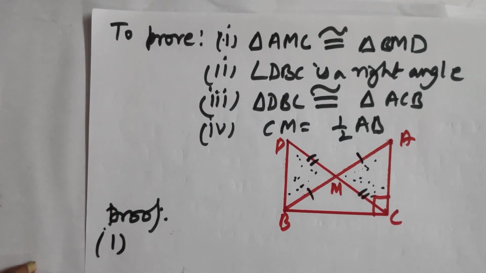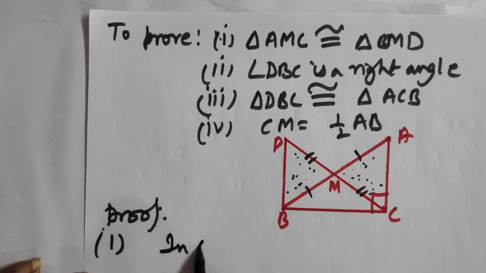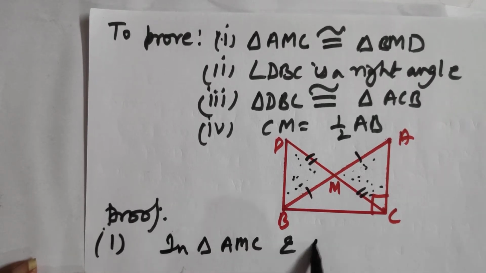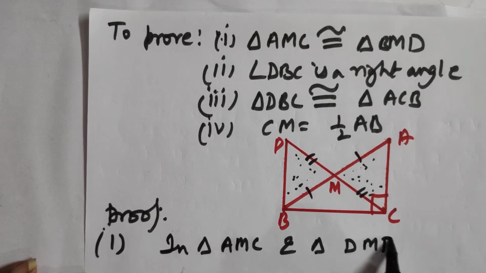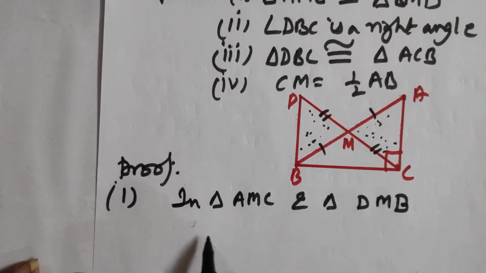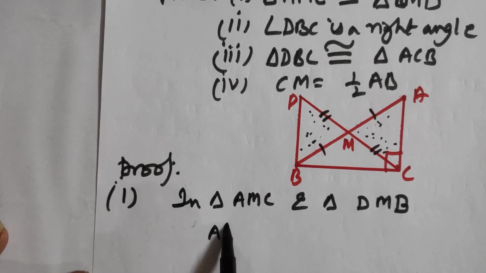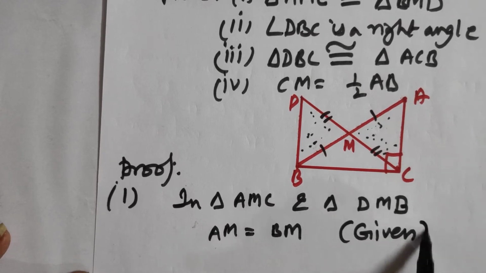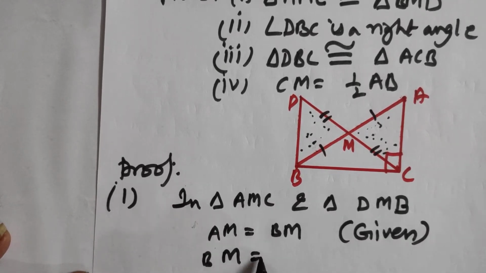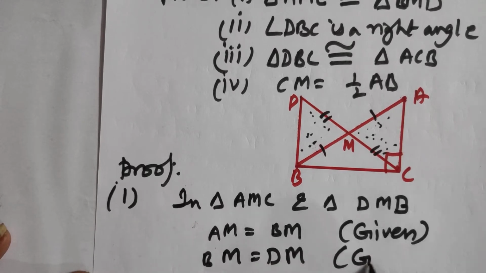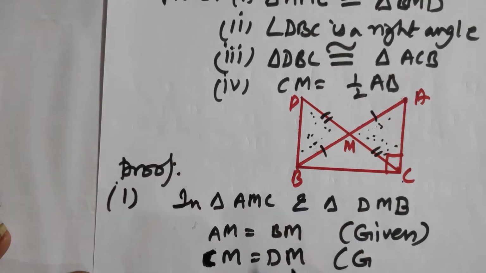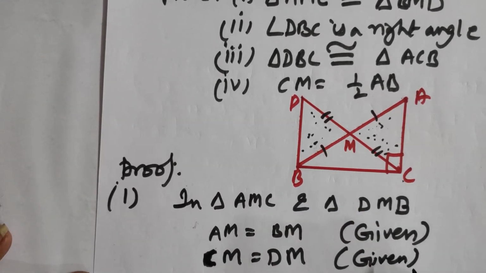So let's start. In triangle, or we can write taking triangle AMC and triangle DMB, AM is equal to BM, given, of course it is given to us. BM is equal to DM. CM is equal to DM, it is also given to us.